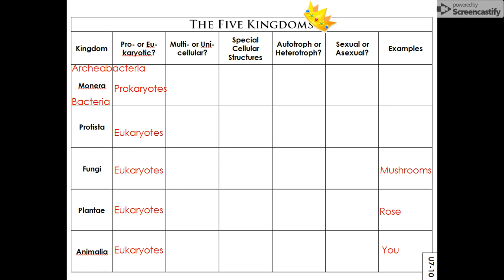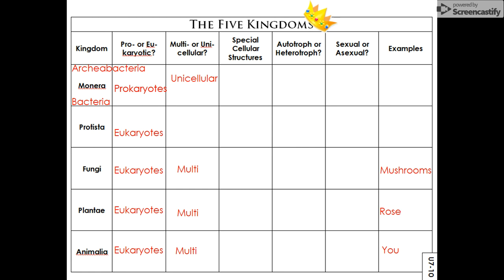So animals, I know that we are multicellular, plants are multicellular, and fungi are multicellular. And I remember from early Earth, with our notes on how we evolved, that bacteria are unicellular. I'm going to leave Protista blank for now. I'm going to come back to it.